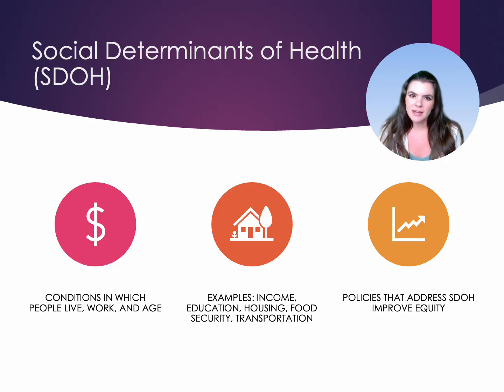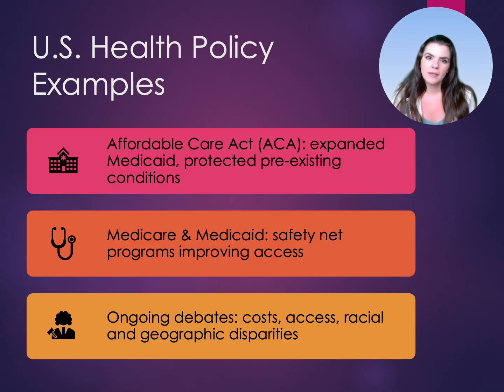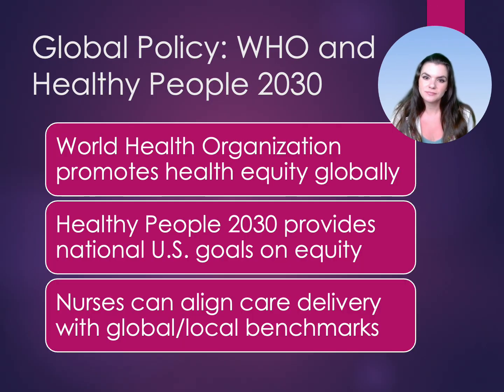So what policies have made the biggest impact on population health in the U.S.? The Affordable Care Act expanded insurance coverage and protected people with pre-existing conditions. Medicaid and Medicare are essential safety nets for low-income and older adults. But even with these, we still see major disparities, especially in states that didn't expand Medicaid. Have you worked with patients affected by lack of insurance or denied Medicaid?